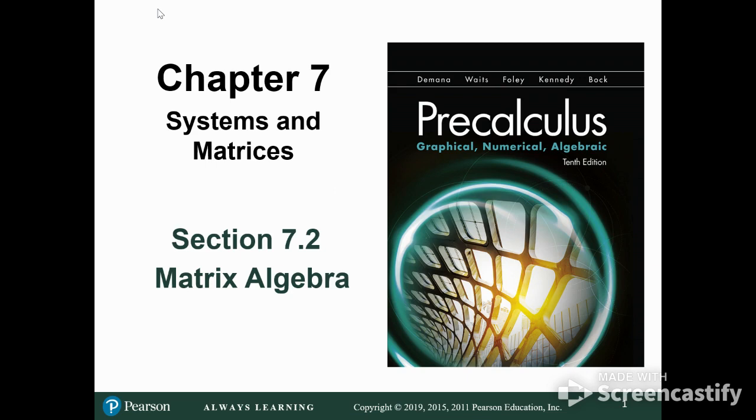So, matrices and matrix algebra, how to work with matrices. And for some of you who have taken the ACT test, there's been a matrix or two appearing on ACT tests lately.